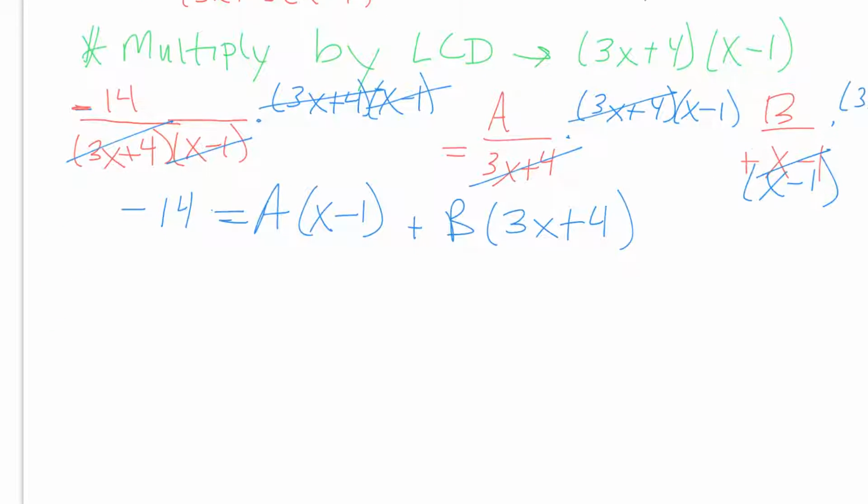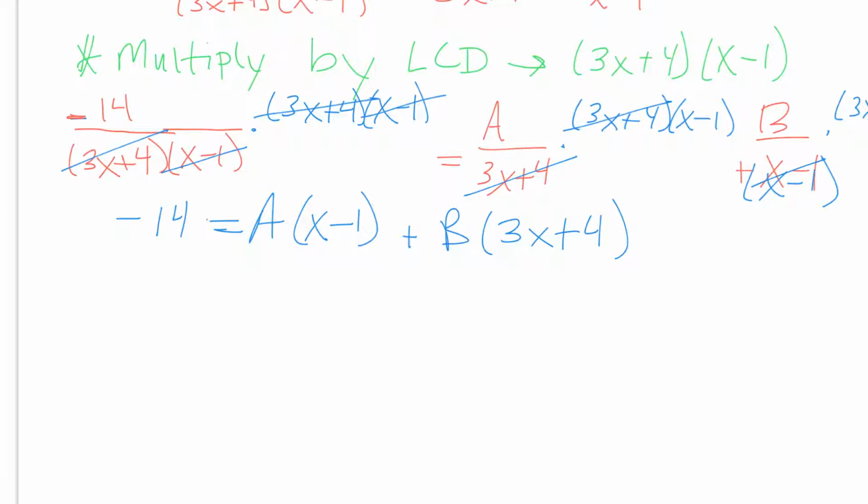So let's take a look at what we have now. We have negative 14 equal to A times x minus 1 plus B times 3x plus 4. Our goal in this step is to get rid of all our fractions to make things easier to deal with. Now I'm going to bring down my equal sign and distribute. A times x is Ax. A times negative 1 is minus A. B times 3x is plus 3Bx. And B times 4 is plus 4B.